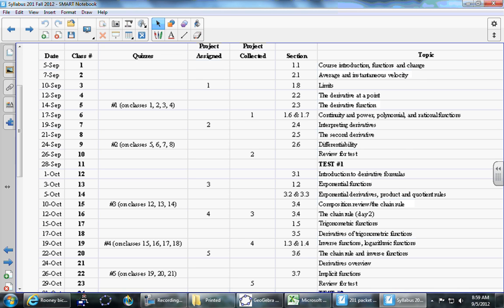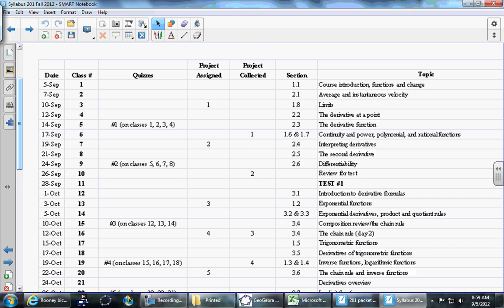Okay, so this calendar is something that I'm going to project at the start of every class to give us a sense of where we are and where we're headed. You'll note that the dates are there. The classes are also numbered. This is class number 1. In the packet, you will see references to class number 1.